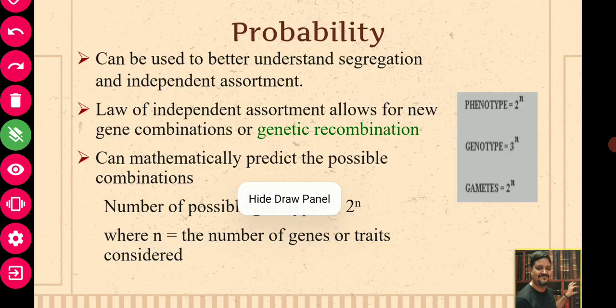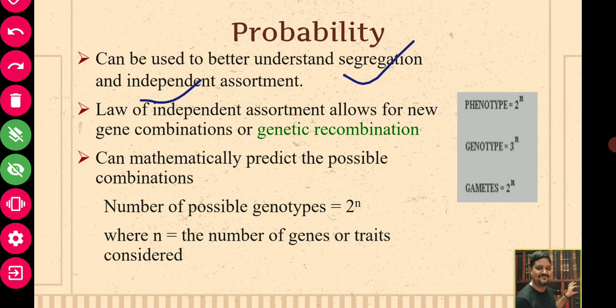Now comes the role of probability. Without conducting an experiment also, we can predict the frequency of progenies in the F2 generation or any generation with the help of the law of probability. In unit 1, I had discussed in detail about probability and different laws of probability. So here we can apply the rules of probability. It can be used to better understand segregation and independent assortment.